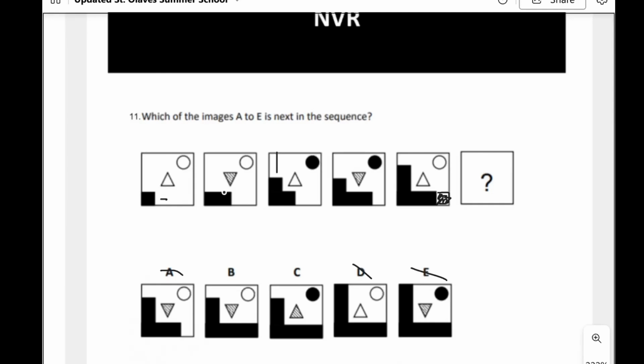The last thing we have to pay attention to is this triangle in the middle. We have white, grey, white, grey, white. Then we have grey, but notice it flips every time, pointing upwards, downwards, upwards, downwards, upwards, downwards. We have a grey triangle pointing downwards, therefore it has to be B.